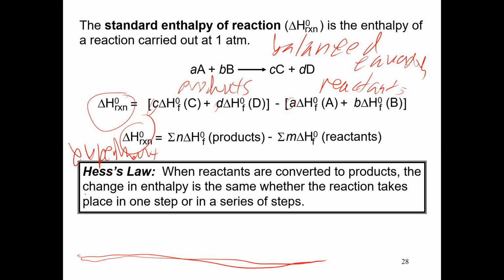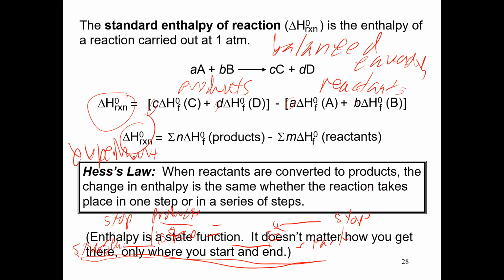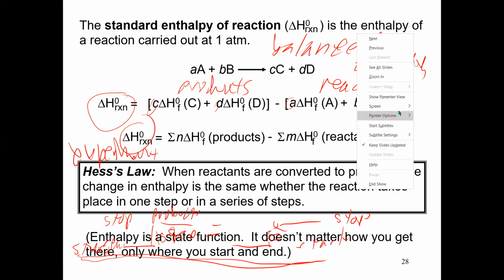Now, Hess's law is a very important part, basically saying that if you go through a series of steps, like say, for example, a reaction that goes from reactants to products in one step, it's the same as going from reactants to products in four or five steps. So you have one, two, three, four steps to get there, and that is equal to it because the key thing is where you start and where you stop. Start and stop. It doesn't matter how many steps you use to get there. Enthalpy is a state function. When we're dealing with this, essentially we have a state function here.